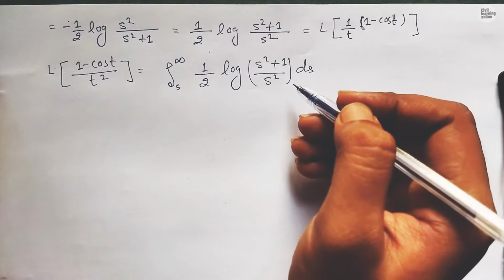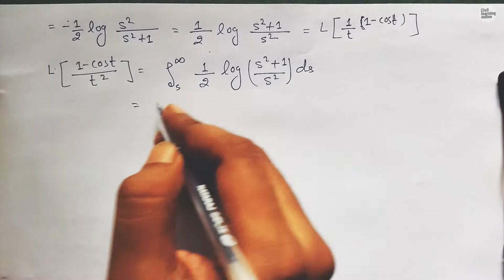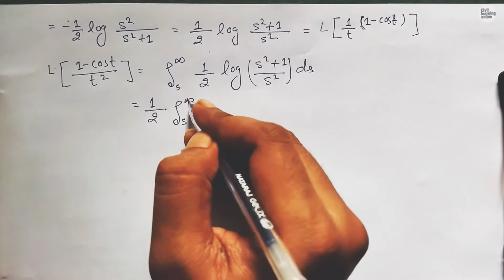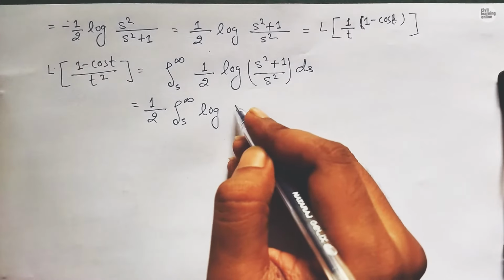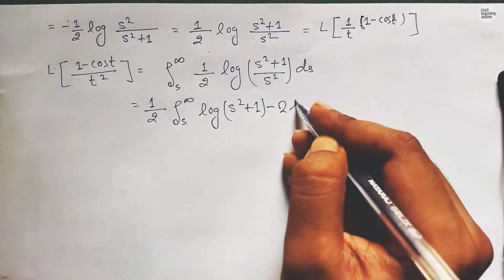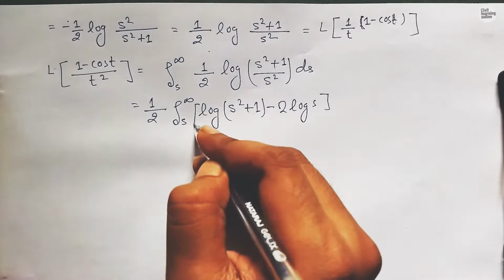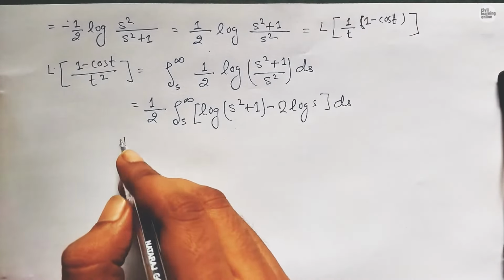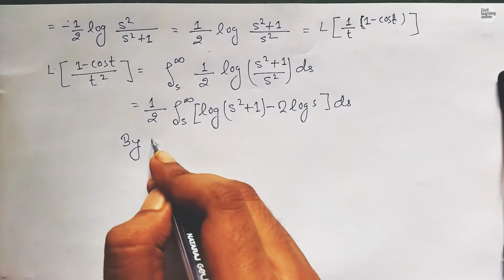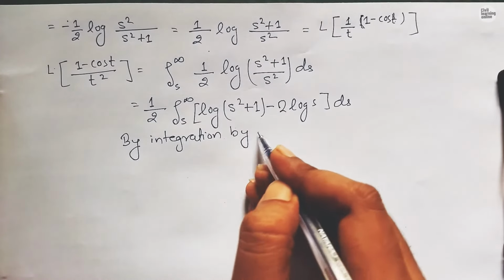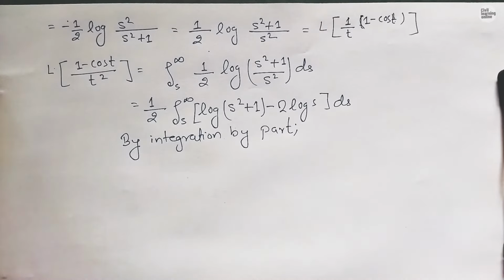So how can we find the integral of this term? See here, we will take 1 by 2 common. So taking 1 by 2 common, we will have here the integral from s to infinity of log (s square plus 1) minus 2 log s ds. Now let's integrate by parts. Now let's understand how we do integration by parts.